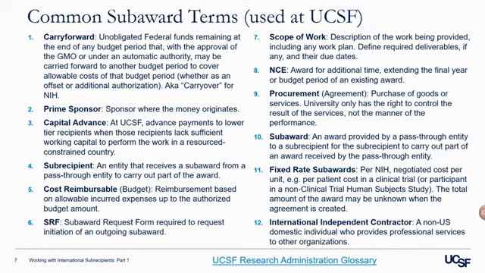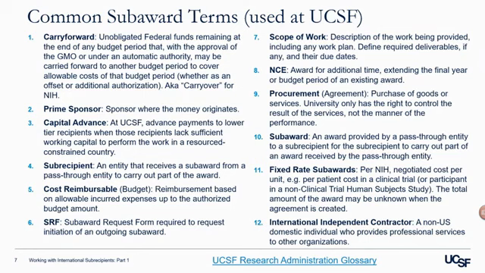7 across would be scope of work. And that's the definition of work being provided, including any deliverables and their due dates. Then we have 8 down, which is no cost extension, NCE. Award for additional time, extending the last or final year of the budget period of an existing award. Then we have 9 across, procurement, purchase of goods or services. The university only has the right to control the results of the services, not the manner of the performance.